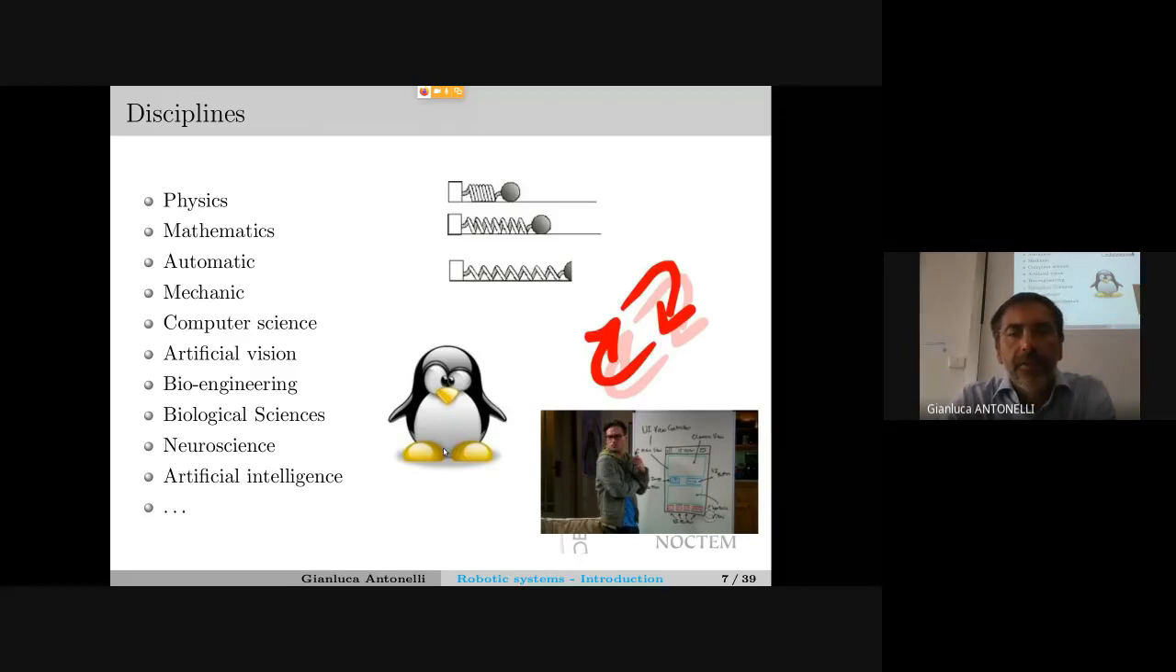And here there is a penguin, because we don't have any Microsoft or Apple driven PC controlling a robot. Okay, and this is just the logo of a feedback action.